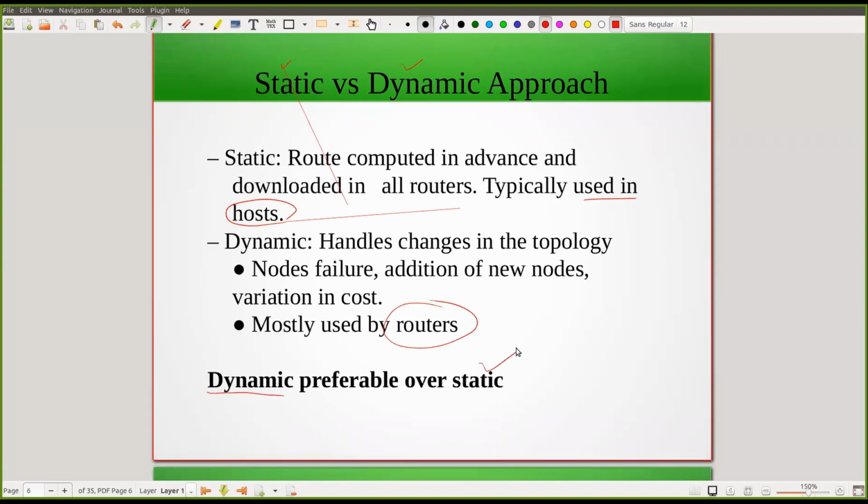You can't say that, sir, आप तो बोल रहे हैं host machine में static कर रहा है, आप कैसे बोल रहे हैं dynamic is preferable over static. So from that perspective, we are not telling. Dynamic is preferred over static by looking into the router, we are saying. Because whenever we talk about the routing table, it is mostly concerned with the routers. So that's why the dynamic approach is preferred over the static approach as far as building the routing table in the router is concerned. This is one approach.